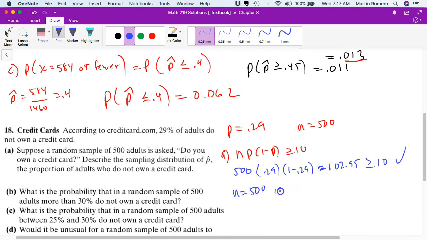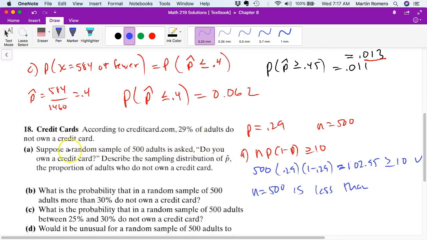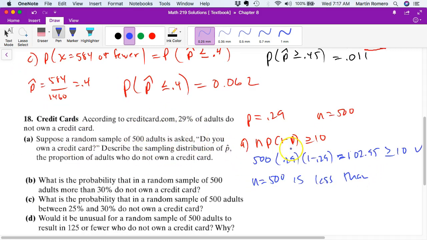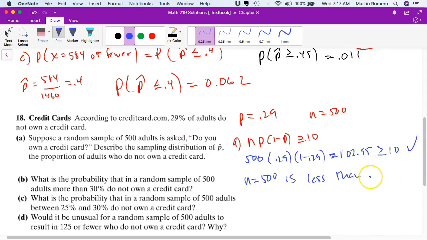n equals 500 is less than our population. Again, we're assuming we're asking people in the country, so it is less than our overall population, the U.S. population. Even if this was just within a state, it's smaller, so it's less than.